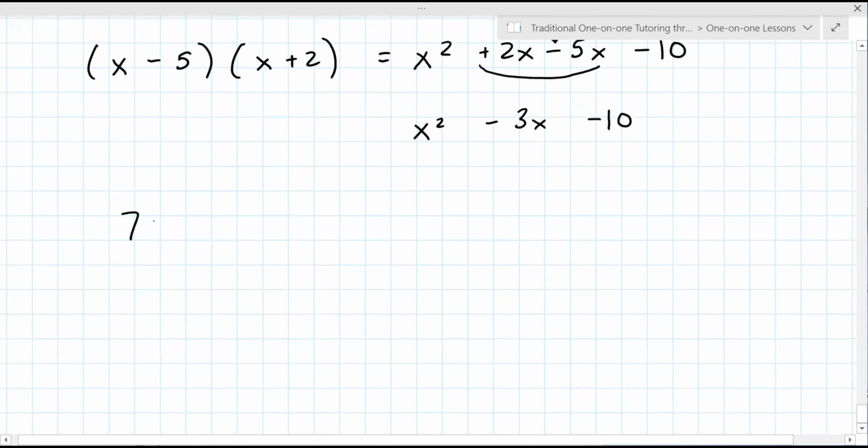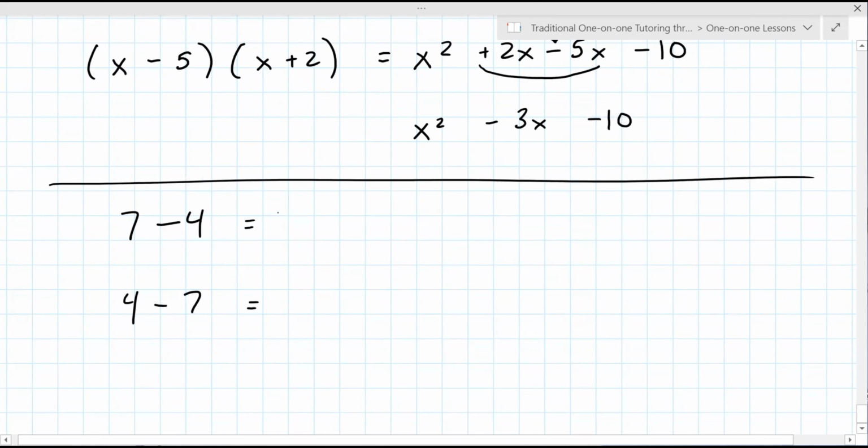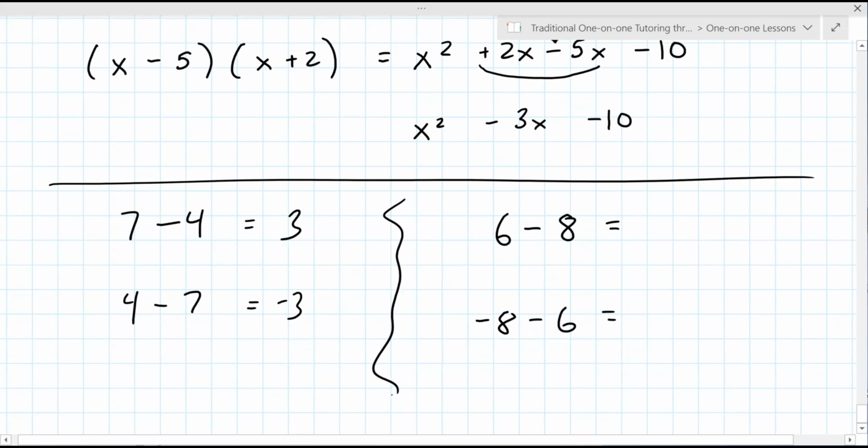Okay, so really quickly with our last few minutes here, can you give me the answers to these two questions? Yeah, 3 and negative 3. Good. Okay, let's try one more. Couple more here. What is 6 minus 8? Negative 2. Okay, and on the bottom here? Give me a second. Negative 14. All right, very good.